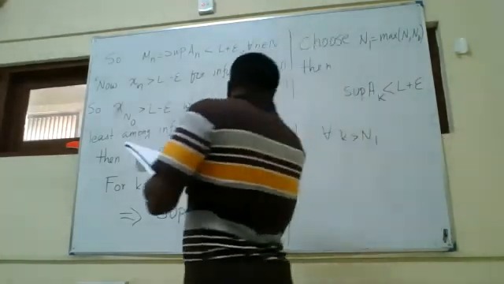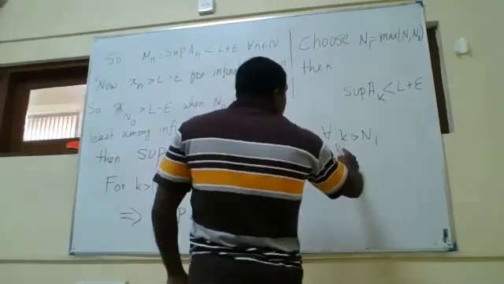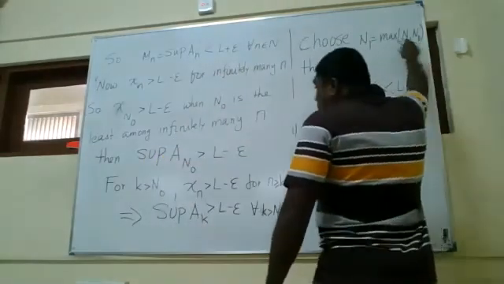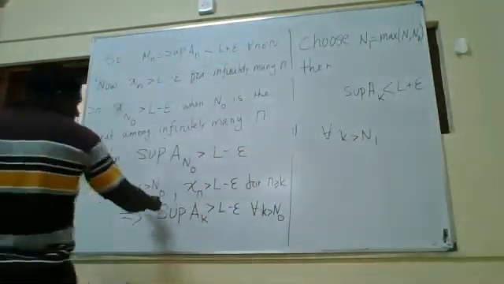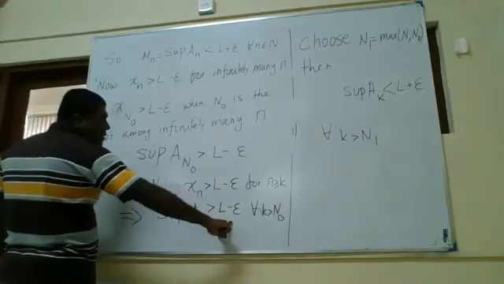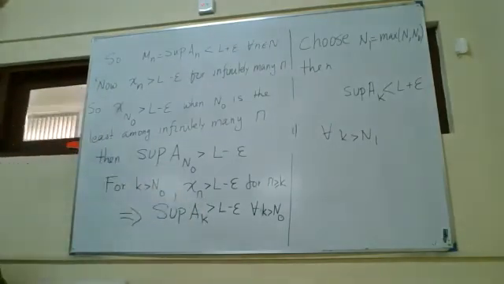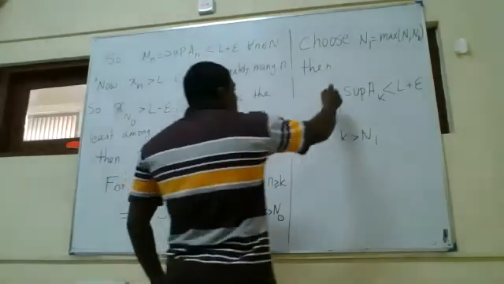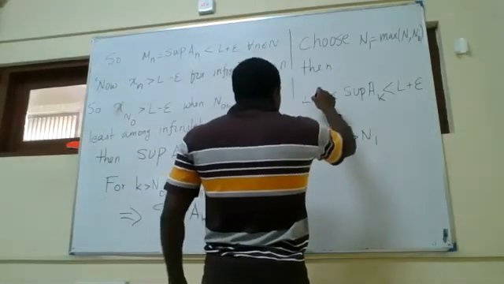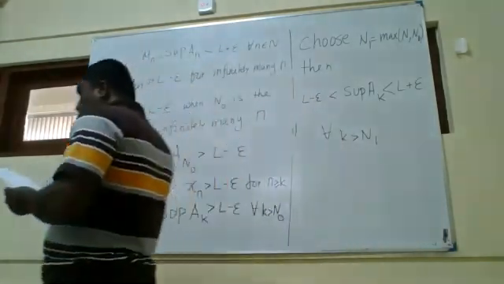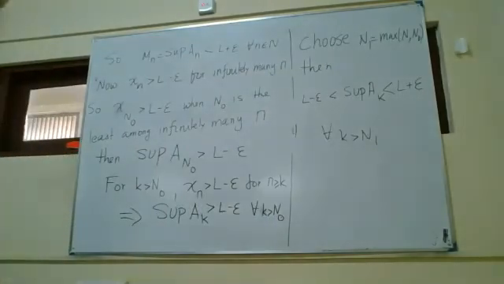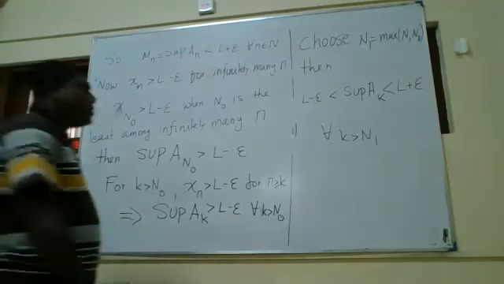And again, if k is greater than N1, then k is greater than N naught. If k is greater than N naught, then the supremum of a_k is greater than L minus epsilon. So you have L minus epsilon as well. So this is what we wanted to show for the limit, right? So this is what we have.